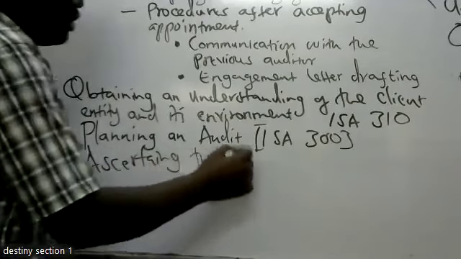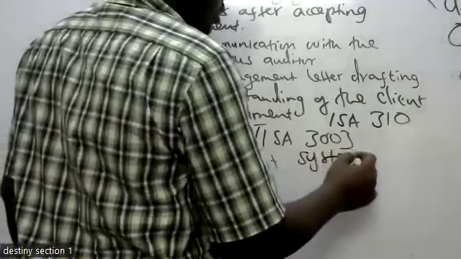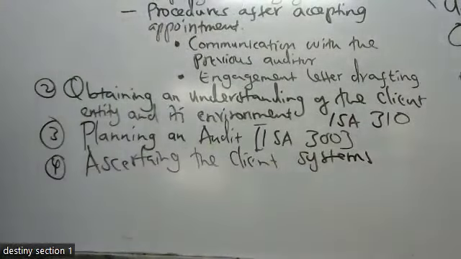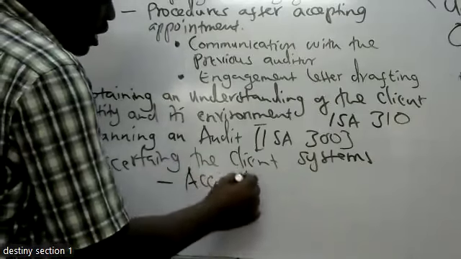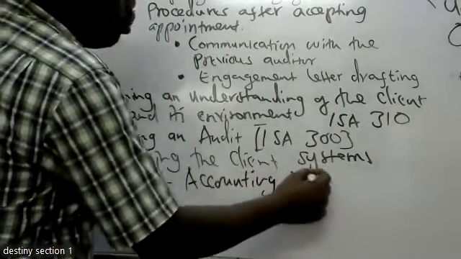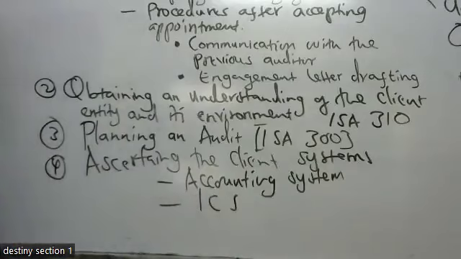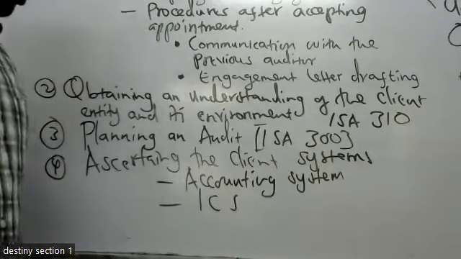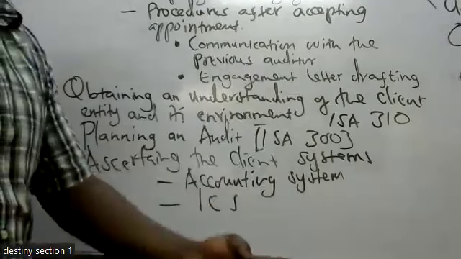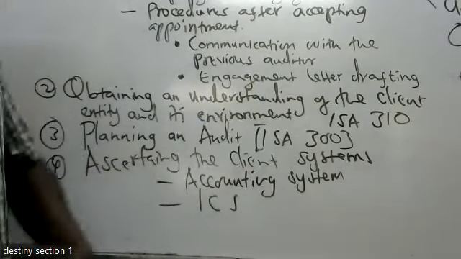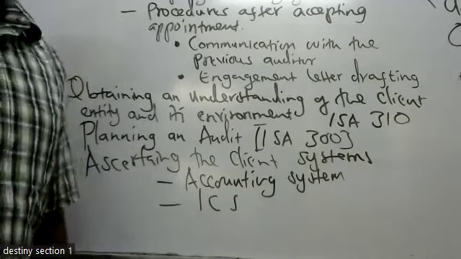Then number four is ascertaining the client systems. There are two systems here. There is the accounting system, with which you produce the financial statements. Then you have the internal control system, the ICS. As an auditor, your understanding of this system is very important. For example, how is the system designed? How does it operate? What are the various controls established in it? That knowledge is paramount.